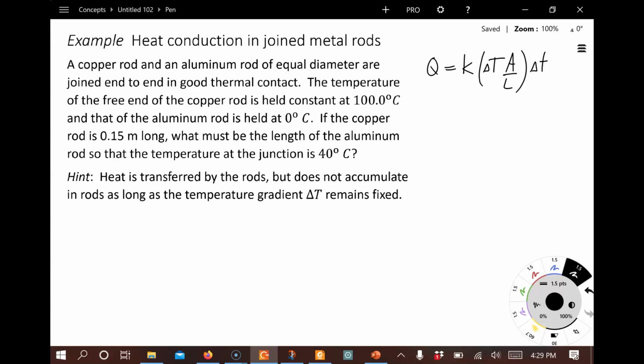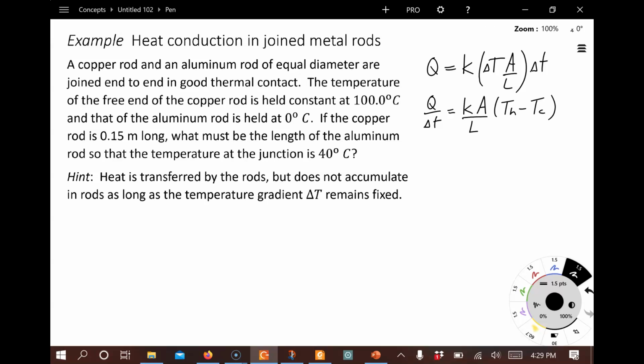But a lot of times we divide both sides by little delta t. Then what we get is the heat per unit time, the heat flow rate through conduction. And I'm going to rewrite this as the thermal conductivity times the cross-sectional area of the rod divided by the length of the rod, times delta T. And delta usually means final minus initial, but in this case, it always means T hot minus T cold.